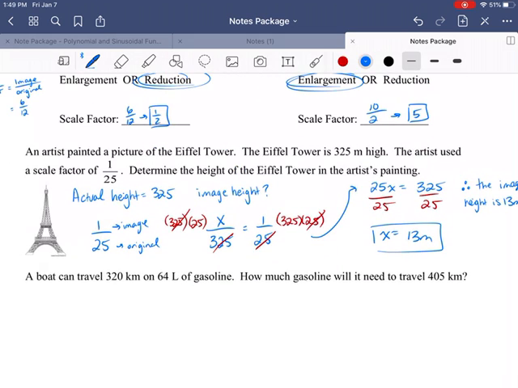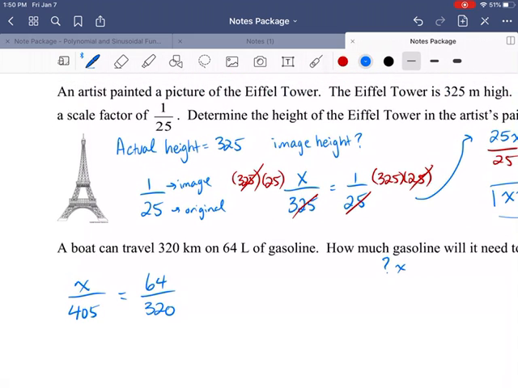All right, a boat can travel 320 kilometers on 64 liters of gasoline. How much gasoline will it need to travel 405? That's our unknown, so let's call that x. Let's start with our unknown, divide it by the number of kilometers we want to travel, and set that equal to the other information. So the liters goes on top, and the amount of kilometers goes on bottom.